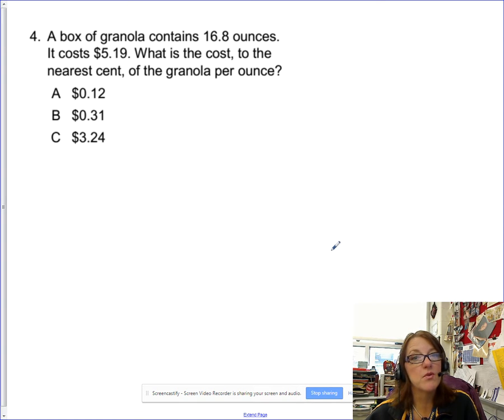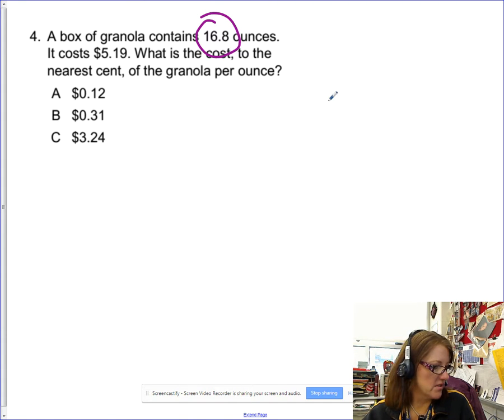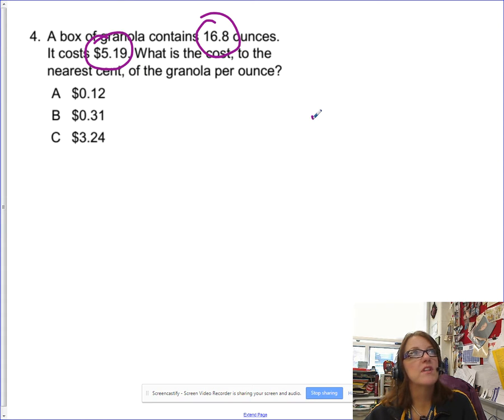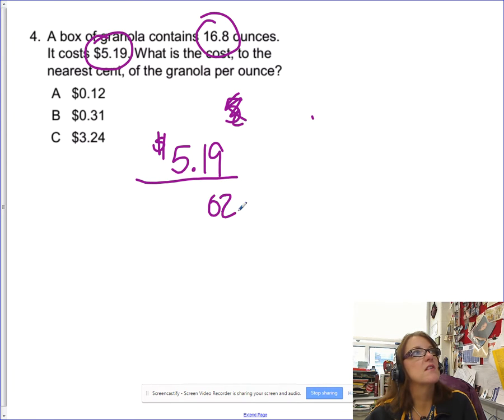Number 4 is probably the most challenging one, okay? You have a box of granola and it has this many ounces. It costs this much money. So what we're doing, this is actually just like what we've been working on with unit rates. Take that dollar amount because they want to know how much money per ounce. You have to do this problem. The money over the ounces. The ounces was 16.8. Now, this is kind of a gross number, all right? This is a gross division problem.